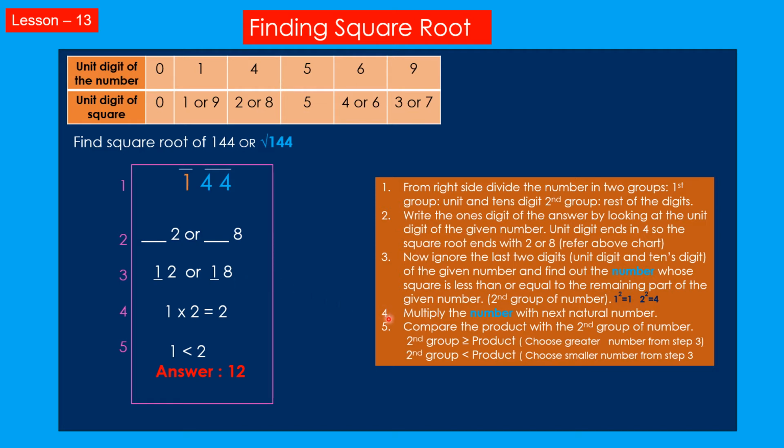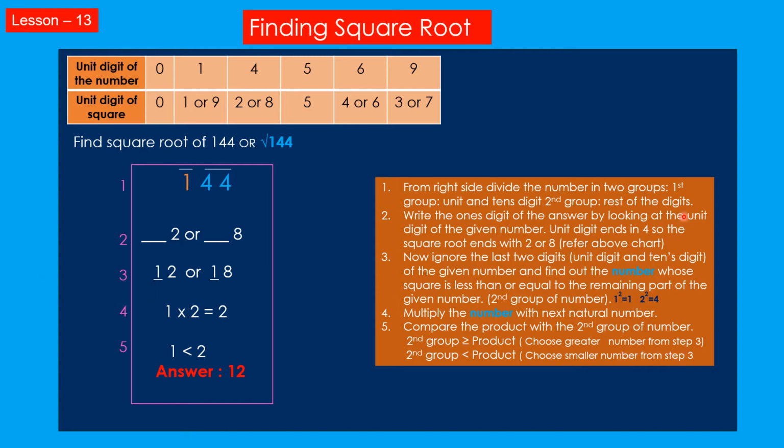Let's see step number 4. Multiply the number with the next natural number. So here you found the number 1, right? You multiply 1 with the next natural number, that is 2. So 1 times 2 equals 2. Now this product you compare with the second group of number, that is 1. If the second group of number is greater than or equal to the product, then you choose the greater number from step 3.